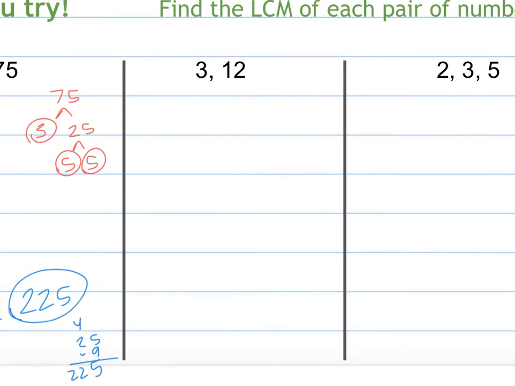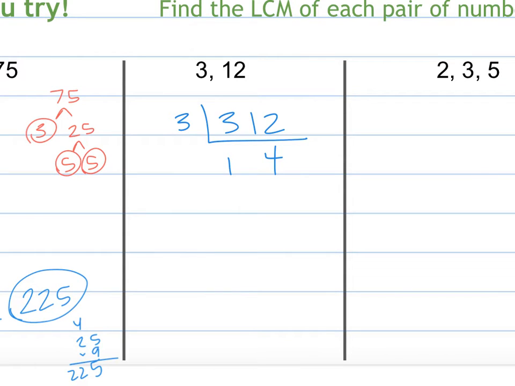Next one, 3 and 12. I'm going to do the cake method for this one. Put the numbers next to each other. What's a number that 3 and 12 can both be divided by? Well, they're both divisible by 3. 3 divided by 3 is 1. 12 divided by 3 is 4.